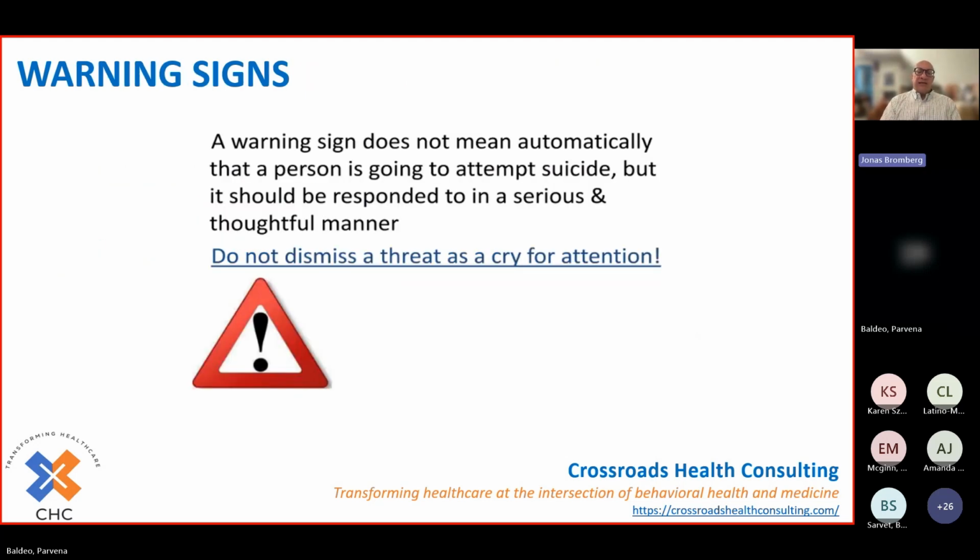And a warning sign does not mean that a person is automatically going to attempt suicide, but it's a signal to us that we should respond to this situation in a serious and careful manner, and not just simply dismiss it as a cry for attention or something like that. We really want to take these warning signs very seriously.